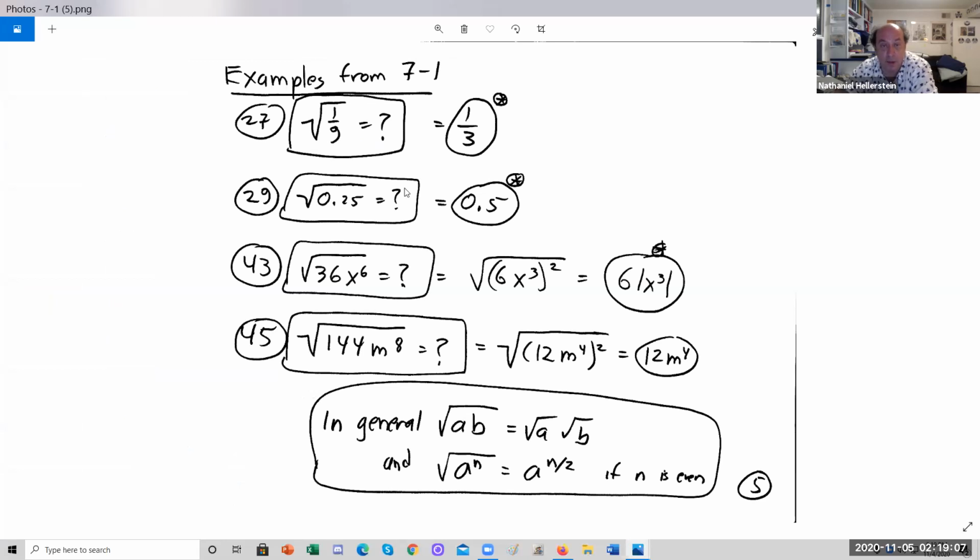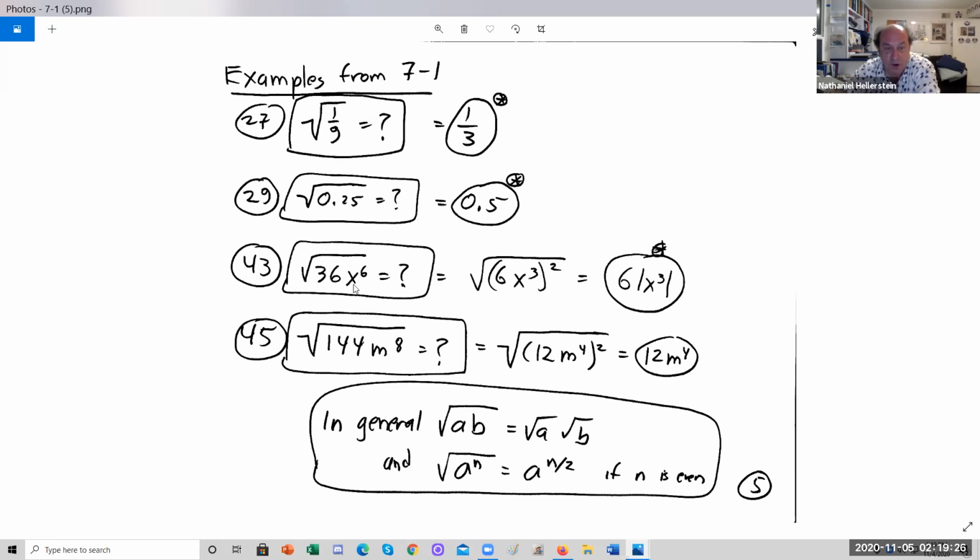So we have some examples. Square root of 1/9, what's that? Well, 1/3 squared is 1/9, so the square root is 1/3. Next is the square root of 0.25, which is the square root of a quarter. And a quarter is a half squared, so the square root of a quarter is 0.5, 1/2.